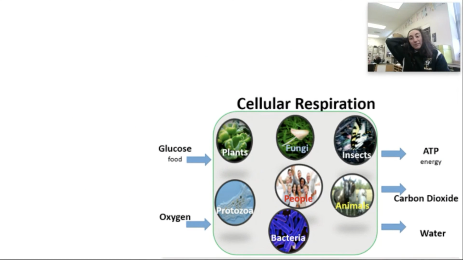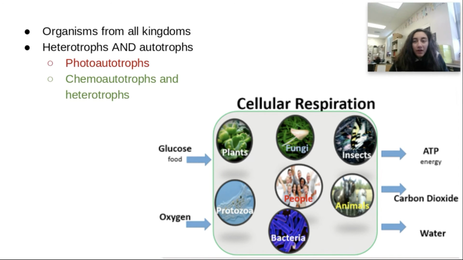There are actually many types of organisms that can use cellular respiration, as you can see from this helpful little graphic. So organisms from all kingdoms can use cellular respiration, heterotrophs and autotrophs, which is a common misconception. However, there are two types of autotrophs. One is photoautotrophs, and those are what we commonly think of when we think of plants. They use the sunlight to make their own food, whereas chemoautotrophs use chemicals, and they are fully capable of using cellular respiration. And heterotrophs, which require other substances to make their own food, also utilize cellular respiration.